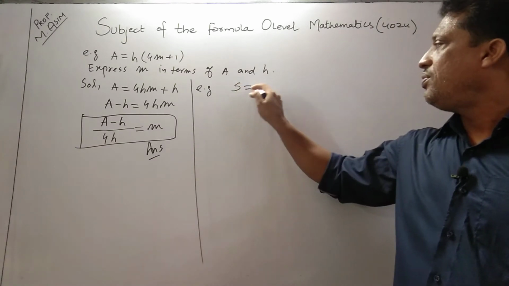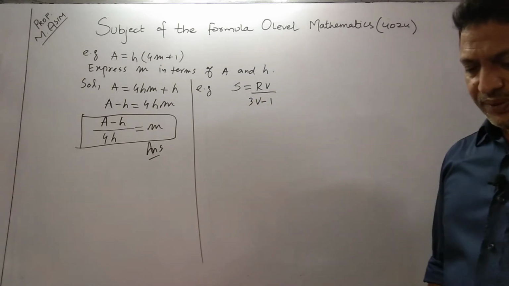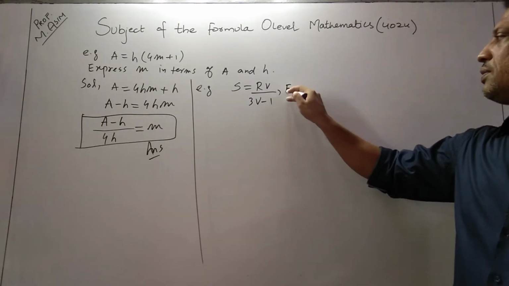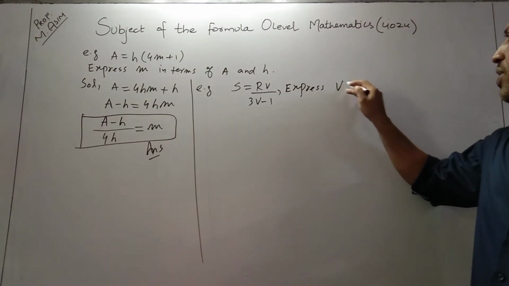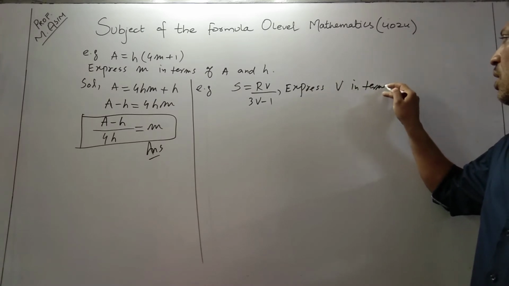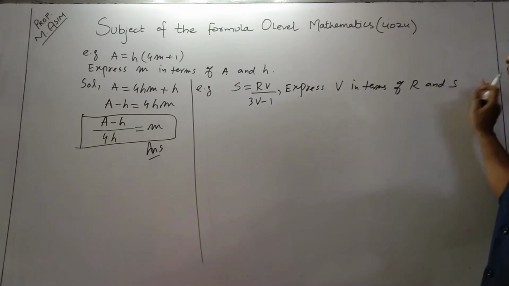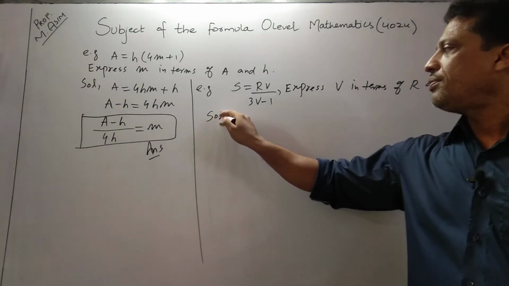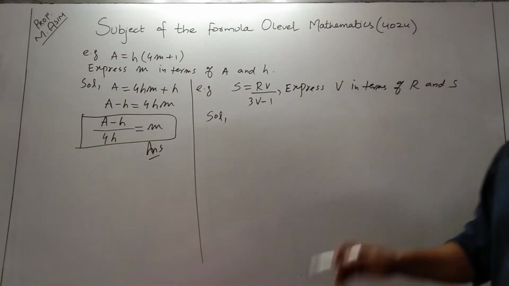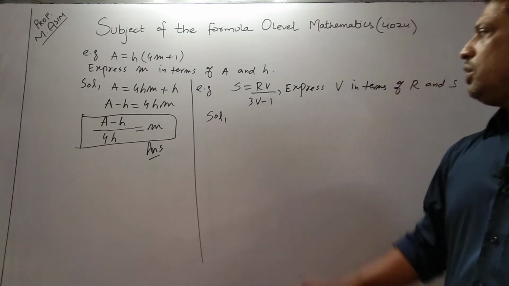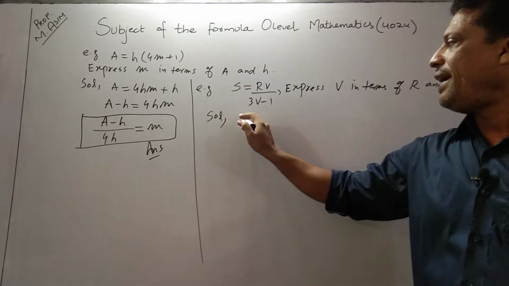See another example. S is equals to RV upon (3V minus 1). And the question is, express V in terms of R and S. Solution. Express V in terms of R and S means make V as the subject of formula. This 3V minus 1 is divided, so this should multiply by S.